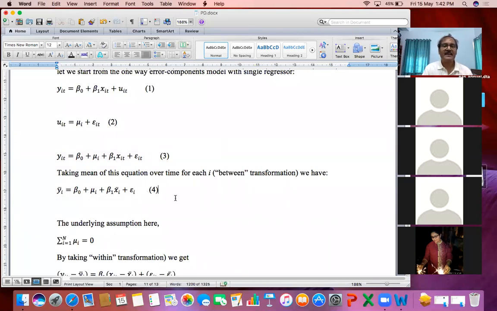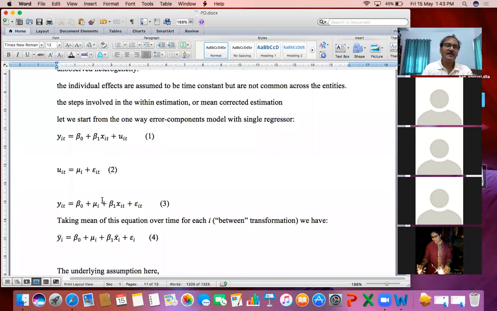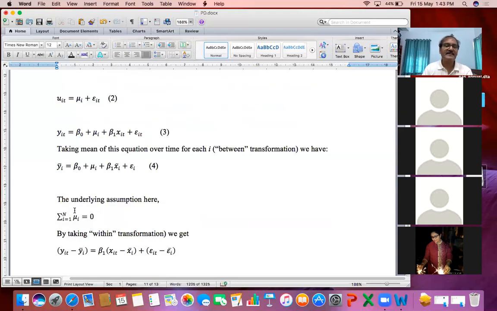Okay. And here the basic assumption is that sum of mu i equals 0. What is mu i? The cross section specific unobserved part. So the sum of mu i is equal to 0. This condition is called the normalization condition, because if you look closely, this mu i part can be looked at as a dummy variable for each cross section unit. So to avoid the dummy variable trap, we need this kind of restriction. Under this restriction, you will get a meaningful result for equation 3.